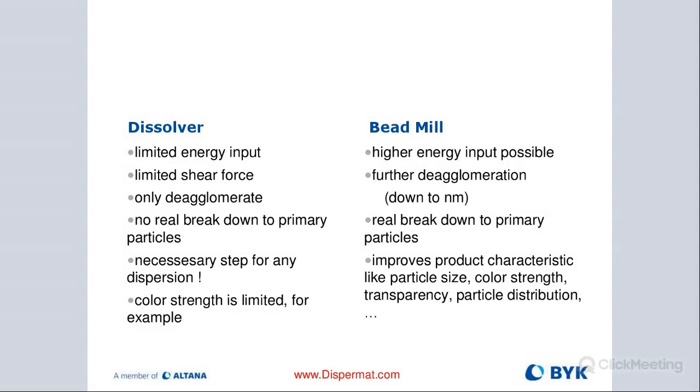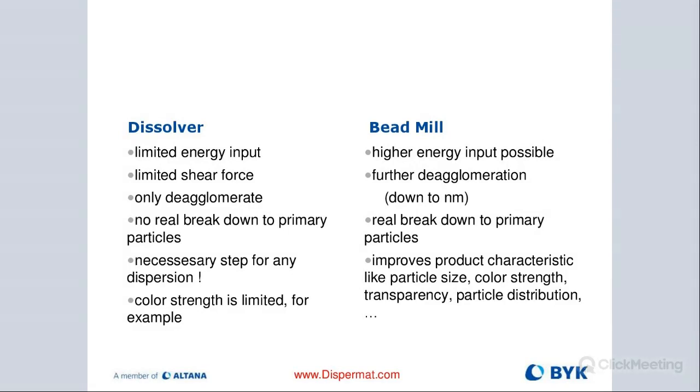The difference here between the dissolver and the bead mill, as you probably already know: our dissolvers are called Dispermats. You can use them for both dispersing as well as milling. That's what makes them really unique. When you use them as a dissolver, that's the first step in the dispersion process, pre-dispersion. We can only apply a limited amount of energy because of the blade. That means limited shear force. It's really only there to deagglomerate, not to break up the aggregates to get down to the primary particle size. And it is a necessary step for any proper dispersion before you start to mill.